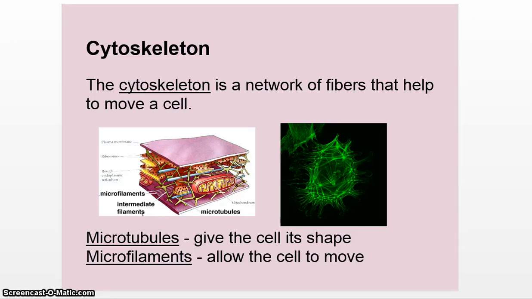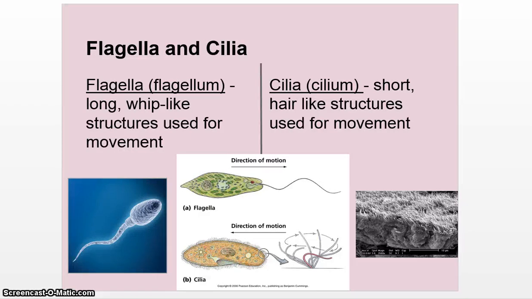And one more thing, we've got two special structures that come from the cytoskeleton that help the cell to move, and they are flagella and cilia. The singular for flagella is flagellum. It means the same thing, just flagella means more than one, flagellum means just one. They are the long whip-like ones. Do not call it a tail. Your cat has a tail. Your cat does not have a flagellum. A flagellum is something different than a tail.